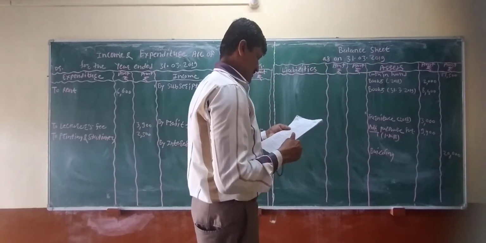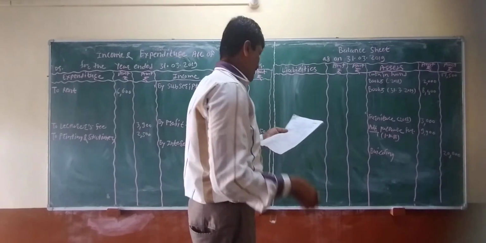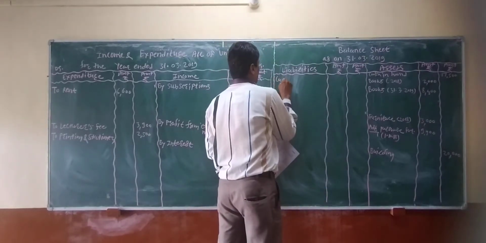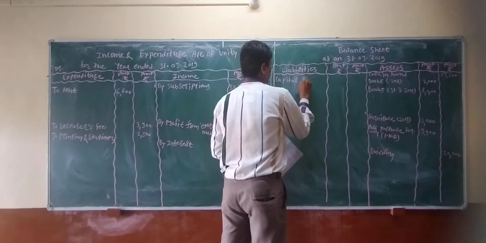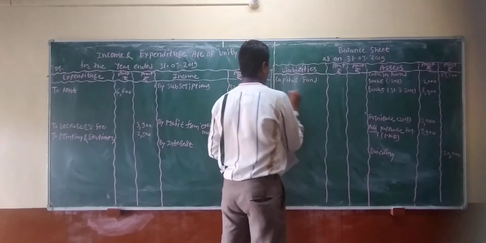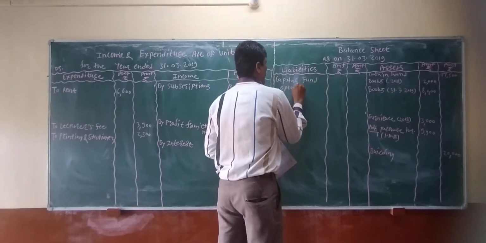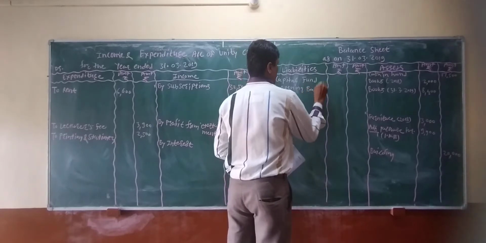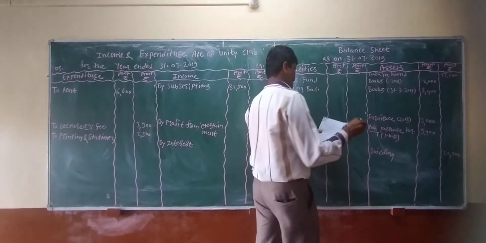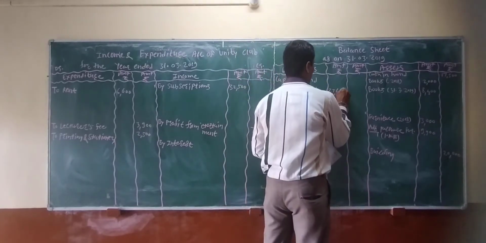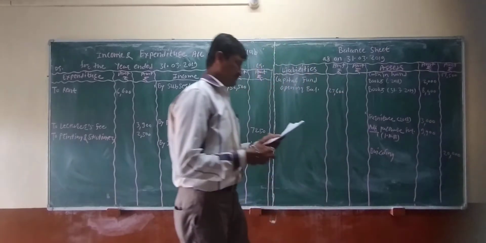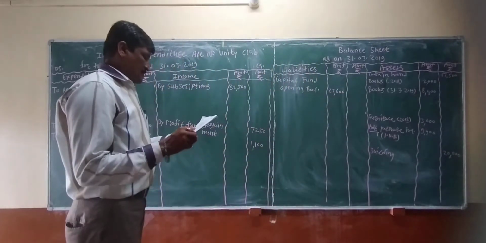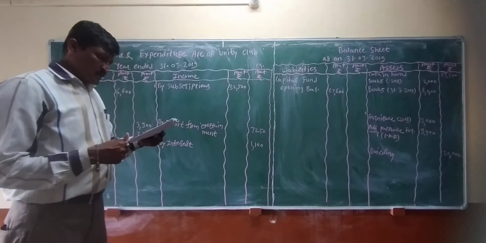Next, capital fund. Opening balance. Capital fund opening balance 27,600. Okay. So the remaining items are almost done.